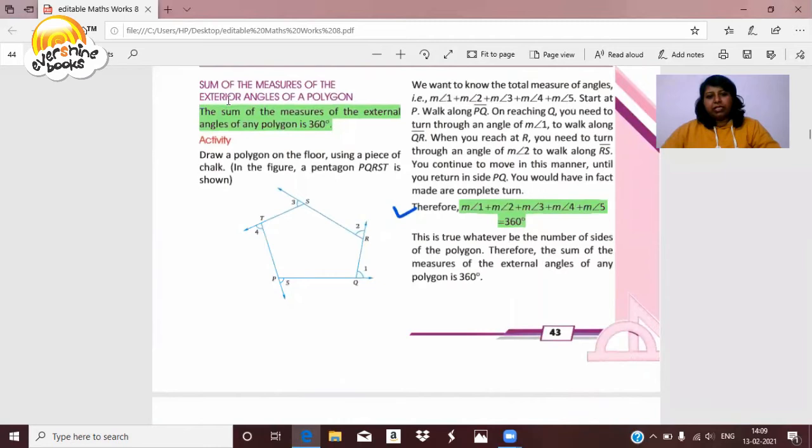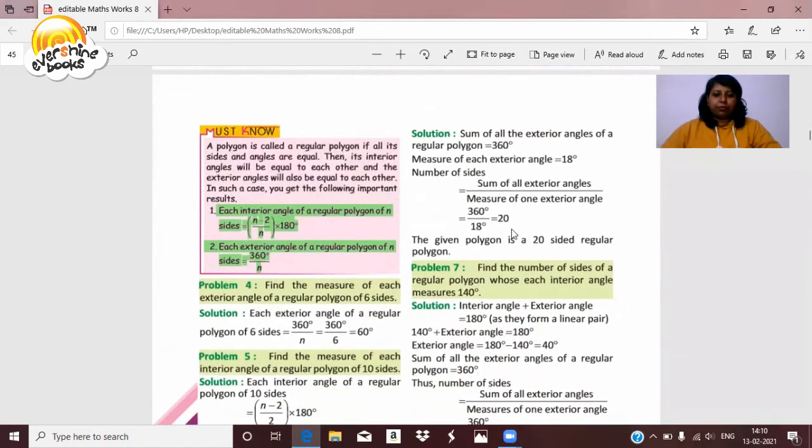Now the next topic is the sum of the measures of the exterior angles of a polygon. So what are exterior angles? As you can see in this figure PQRST, ये 1, ये 2, 3, 4 ये कहलाते हैं हमारे exterior angles. Sum of the measures of the exterior angles of any polygon is 360 degrees. Angle 1 plus angle 2 plus angle 3 plus angle 4 plus angle 5 is equal to 360 degrees.